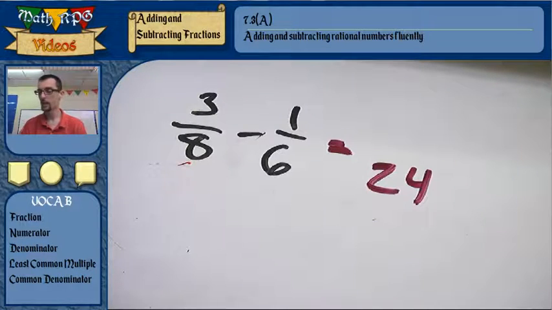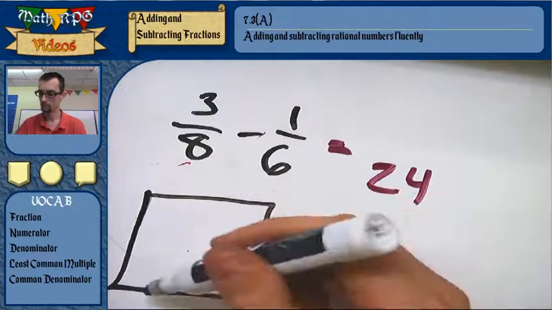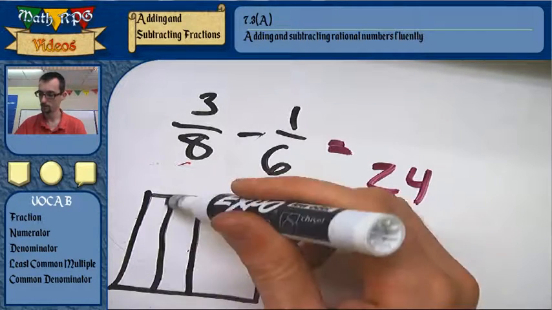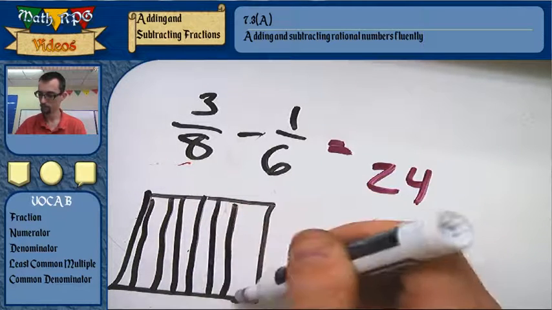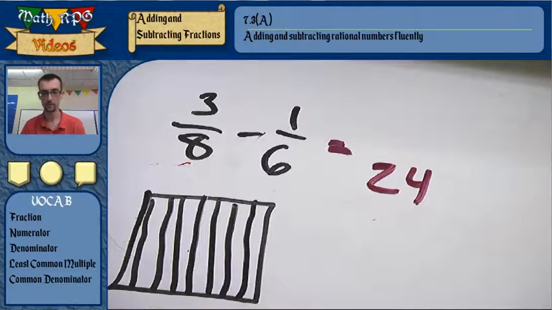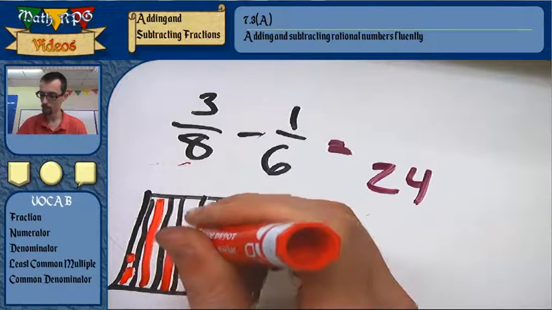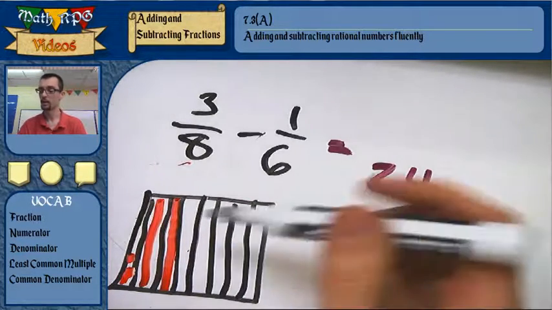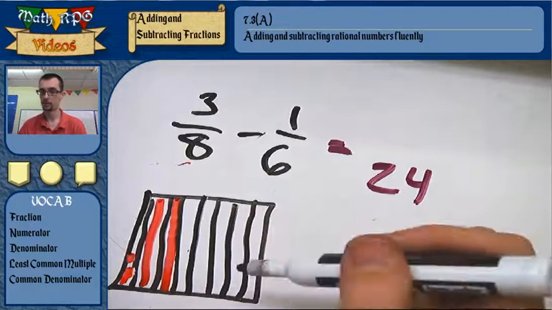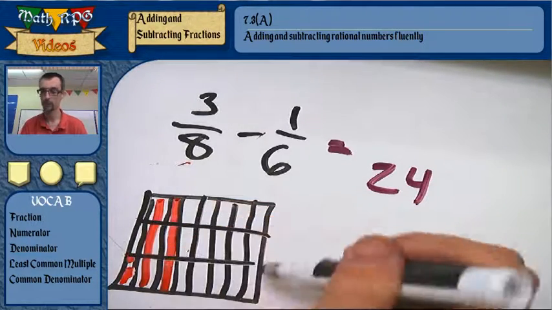If I have 3/8, okay, that looks something like this. Okay, it looks kind of ugly. But if I have 3/8 and I want to turn it into 24 pieces, not 48, but 24, how many rows do I have to divide them up into in this case? In other words, what times 8 is 24? Well, 3. Right?